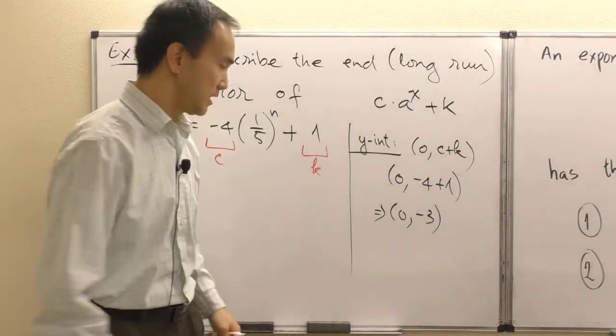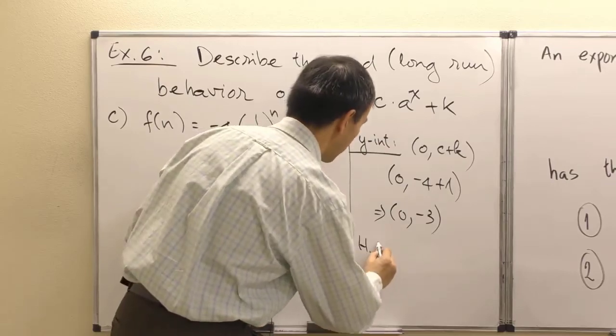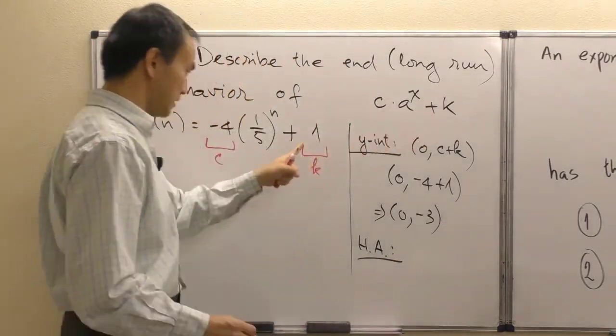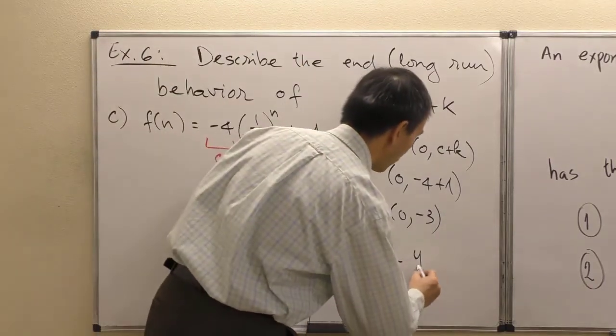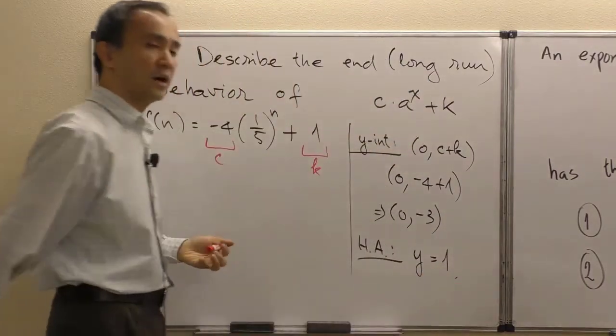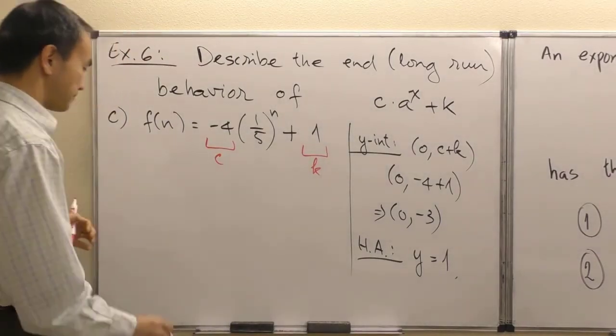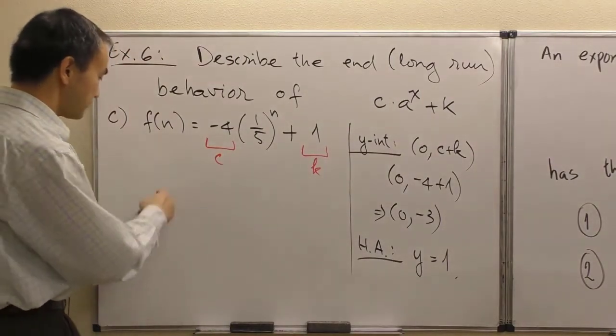All right. And then the horizontal asymptote must happen at the k value. Okay, the k value is 1. So here I'm looking at y equals 1. Y equals 1. So now, here's how it happens.